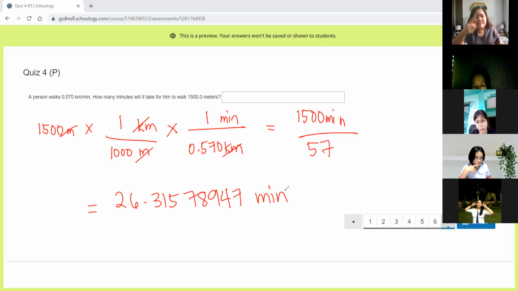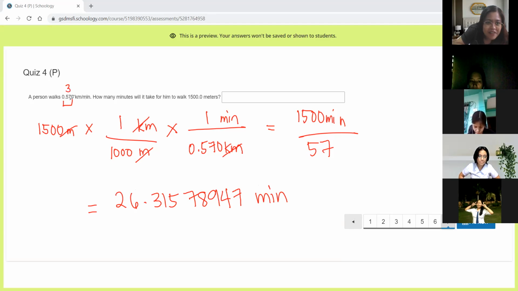Minutes. Next, what we will do is this: the final answer should follow the correct significant figures. So, let's talk about the given. This is 0.570. How many significant figures are here?